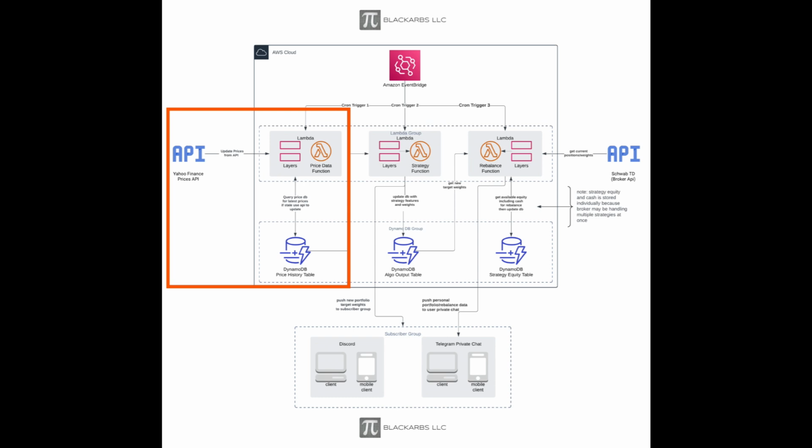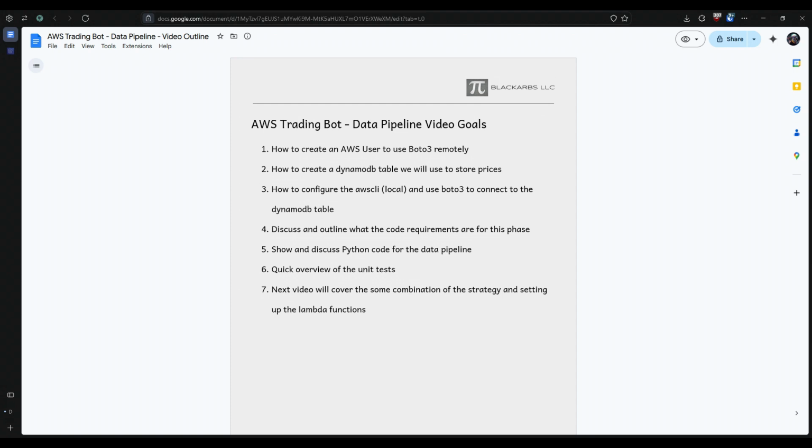I'm going to demonstrate how to use Python code to interact with the Yahoo Finance API, as well as our DynamoDB table, which is going to hold our price data. I'm also going to show you how to create an AWS user, which will allow you to interact remotely with AWS services. And here we have the quick outline of what my goals are for this particular video.